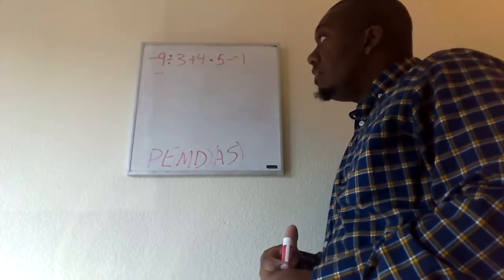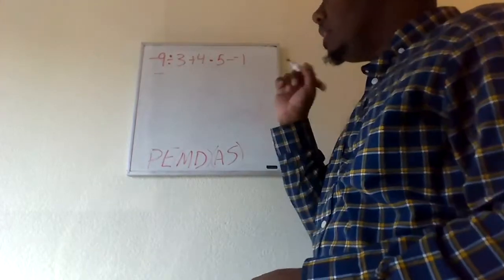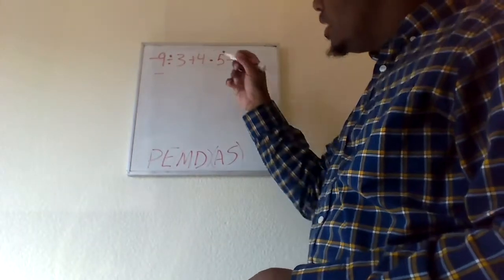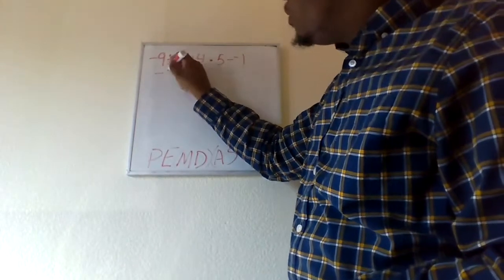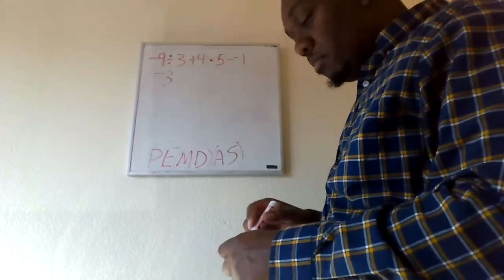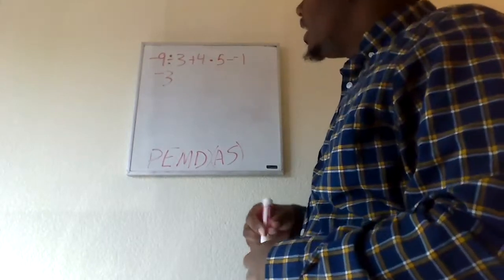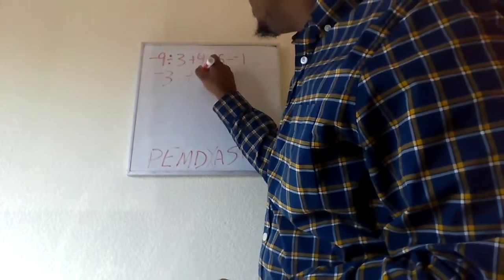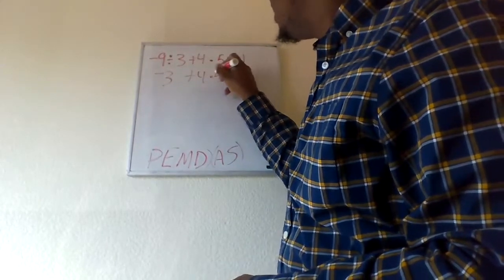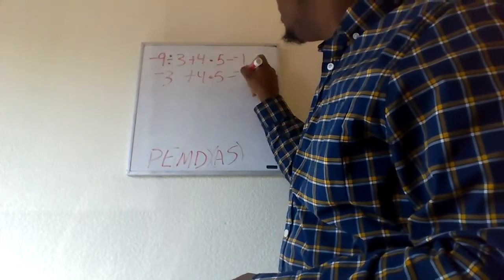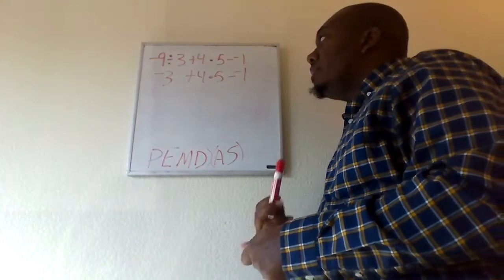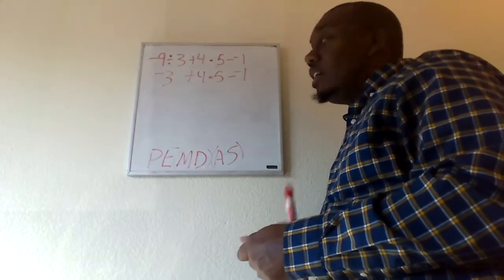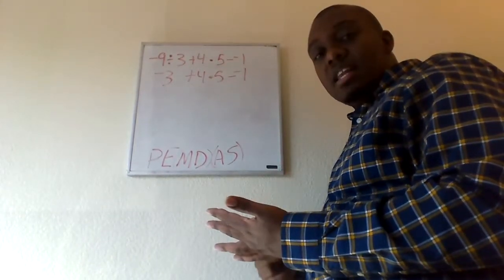All right, so negative 9 divided by 3. It's going to be a negative because one of these is negative, and it's only one. 9 divided by 3 is 3. So we got negative 3, and I'm going to bring everything else down. So we got plus 4 still, times 5, minus negative 1. Awesome. Negative 3 plus 4 times 5 minus negative 1.